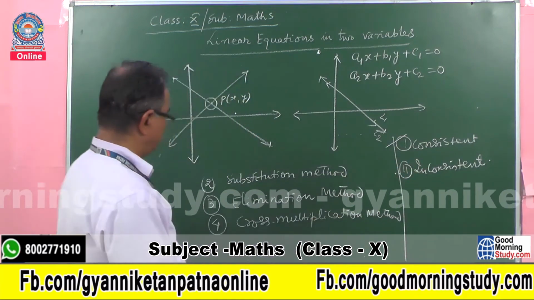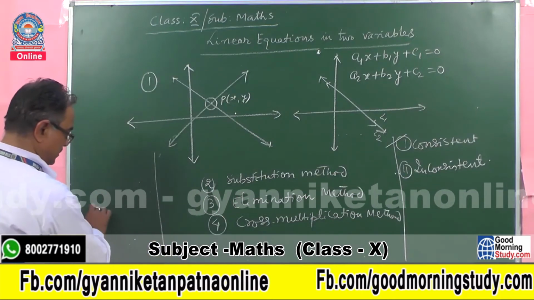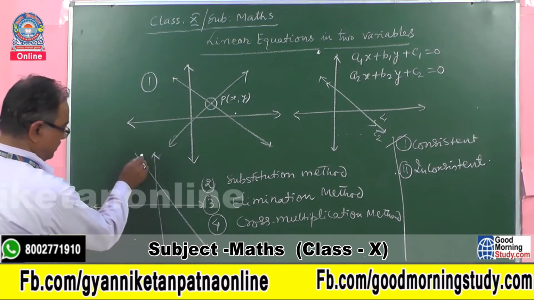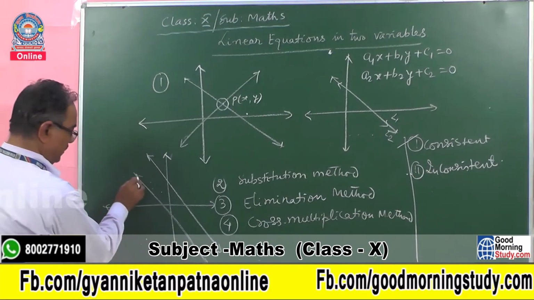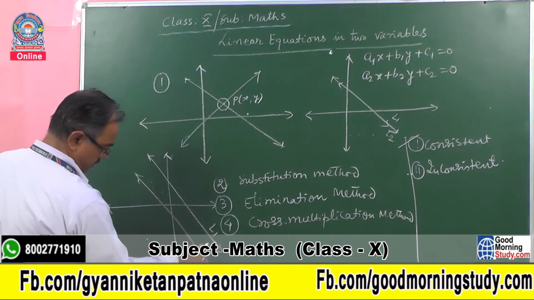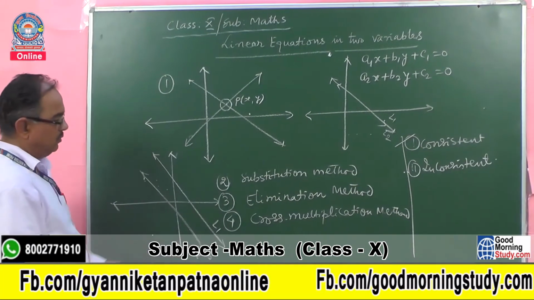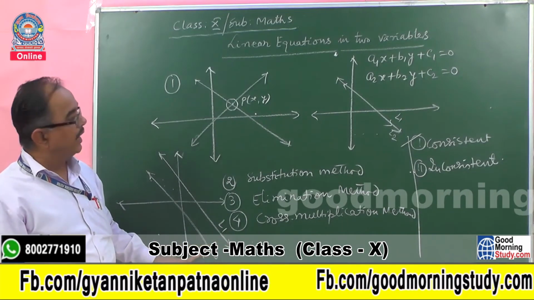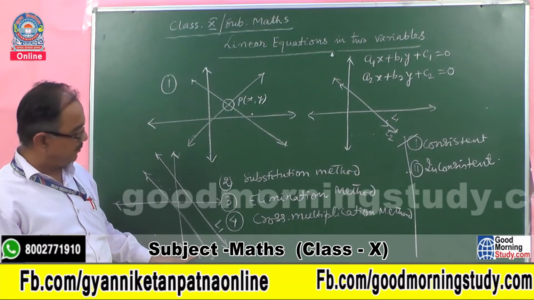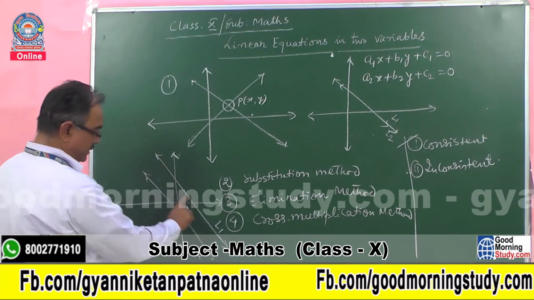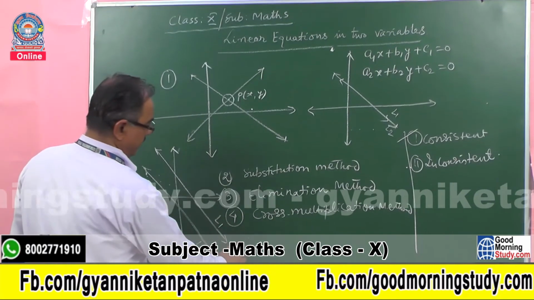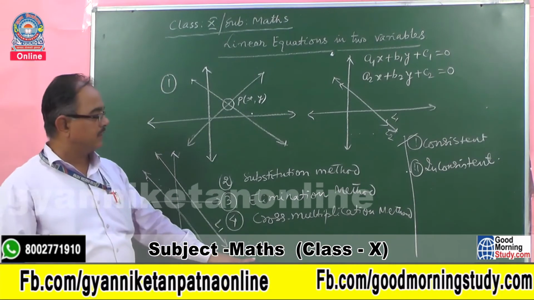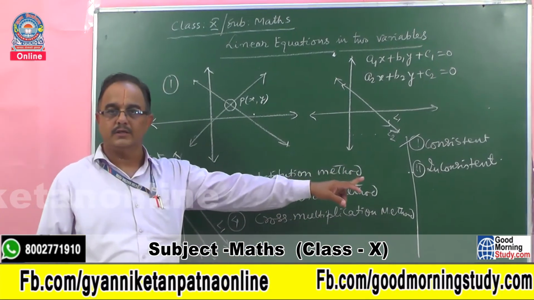For inconsistent, the graph lines will be parallel. If this is the graph of line 1, this is the graph of line 2. Line 1 means a1x plus b1y plus c1 is equal to 0. Line 2 means a2x plus b2y plus c2 is equal to 0. If the graph lines are parallel to each other, it means they have no solution, and in this case the system is said to be inconsistent.